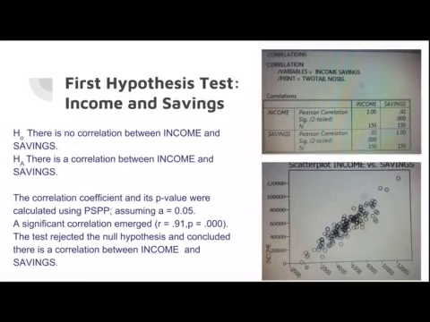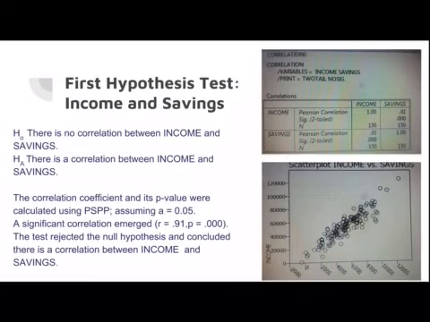Our first hypothesis tested was for income and savings. Our null hypothesis states that there is no correlation between income and savings. Our alternative says that there is a correlation between income and savings. The correlation coefficient and its p-value were calculated using PSPP, assuming an alpha of 0.05. A significant correlation emerged. R equals 0.91, P equals 0.000. The test rejected the null hypothesis and concluded that there is, in fact, a correlation between income and savings.